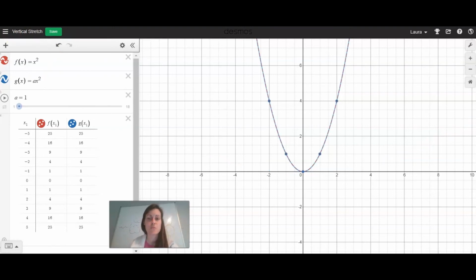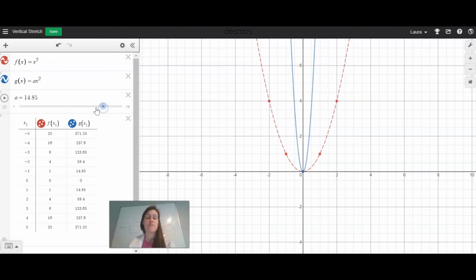The next transformation we're going to look at is what is called a vertical stretch. The graph of f of x is a red dotted curve, and the graph of g of x, our transform function, is a blue solid curve. This time, I'm going to be looking at what happens when my value of a is greater than 1. So let's take a look. You might be noticing that as I make a larger and larger, the graph of g of x becomes narrower than the graph of f of x.